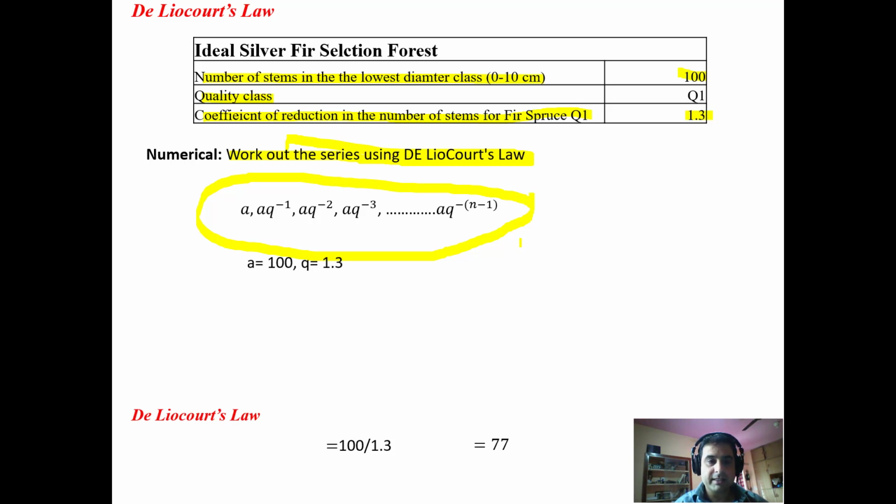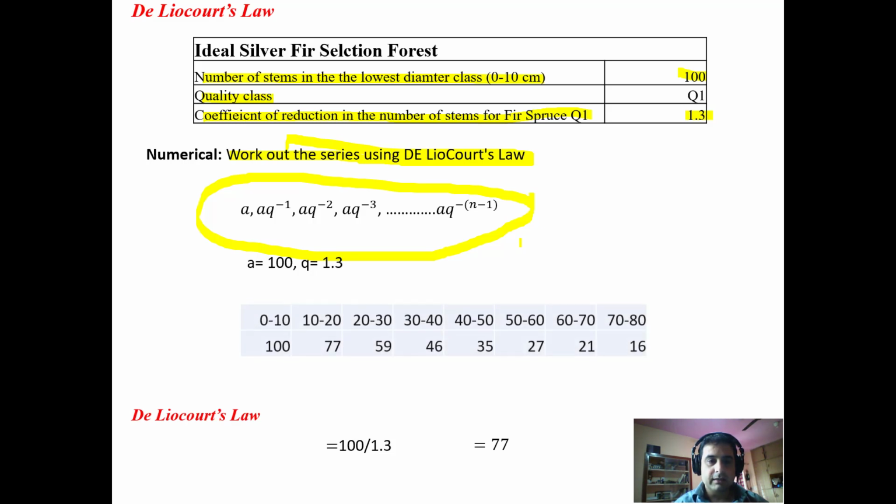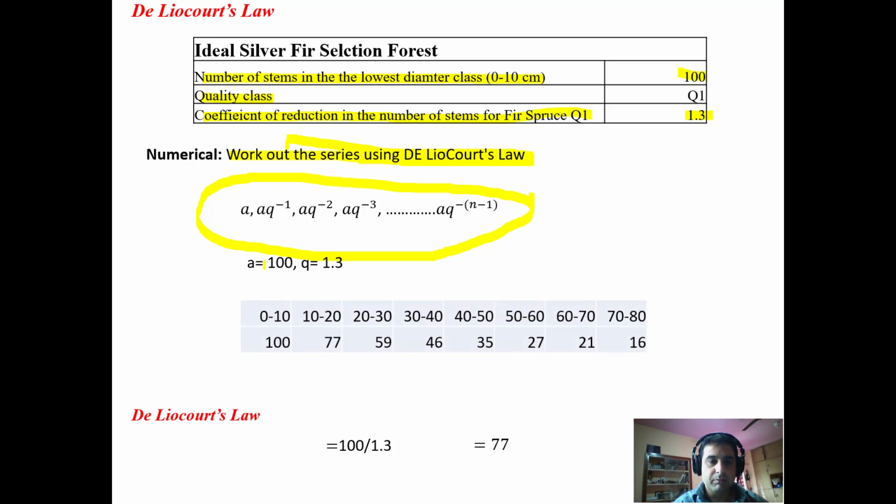Now here, what is given? a is equal to 100, q is equal to 1.3. This is the series we are going to work out. Put the value of a in the first term. We know a is equal to 100. Now for the second term we have aq minus 1. The value of a is 100. Put 100 into q, which is 1.3, raised to the power minus 1. So that comes out to be 77. When you solve this, it will come out to be 77.